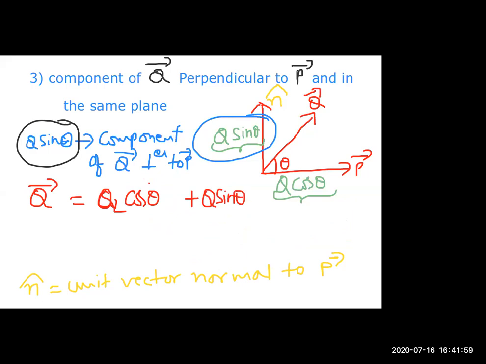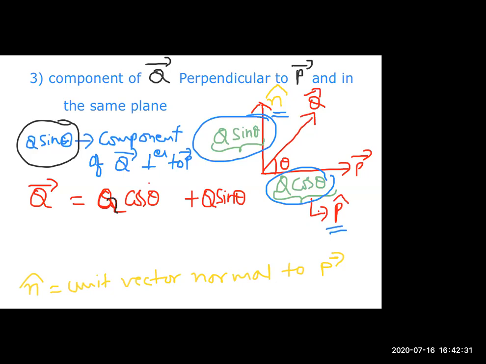Q cos theta is in this direction. What is the unit vector? P cap. P cap is the unit vector. That means here P cap is the unit vector along the q cos theta direction. And q sin theta, if you observe, is perpendicular to it. In this direction, what is the unit vector? In the direction of q sin theta, what is the unit vector? N cap. So, using the method of resolving vector components, I can write here now.